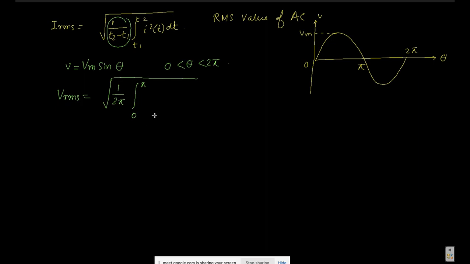So V square d theta. If you consider the waveform, it is like this, and this should be T1, this should be T2. So T1 to T2, that is T2 minus T1, here is 2 pi minus 0. The integration is 0 to 2 pi.